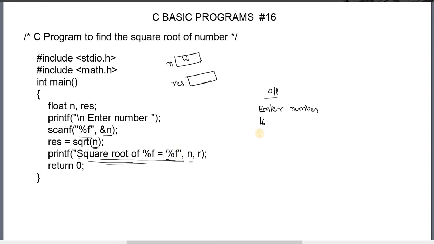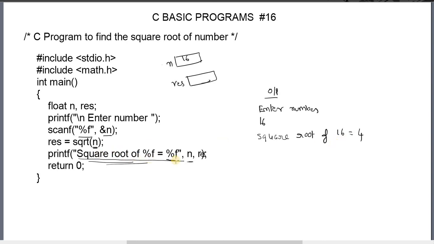So our total output is square root of, for example, our value is 16 here, 16 equal to, in place of this specifier the res value. Sorry, a mistake there, the variable name is res. The res value will be 4, the square root of 16 is 4.